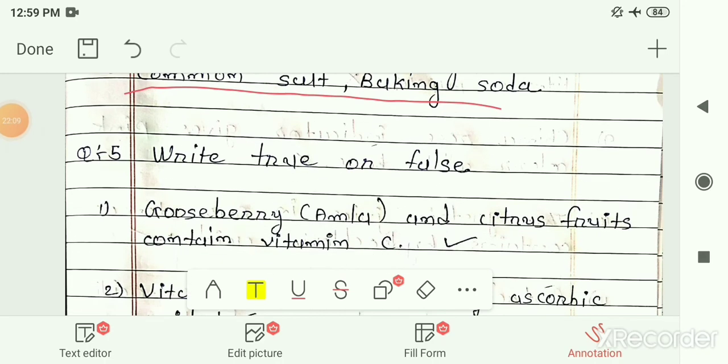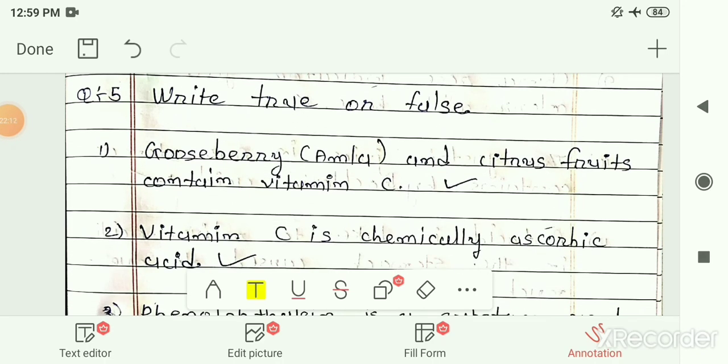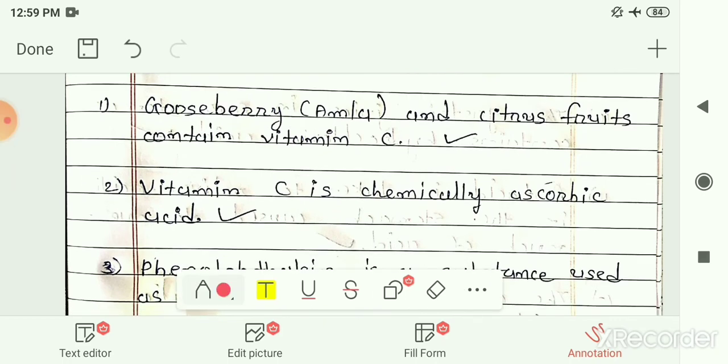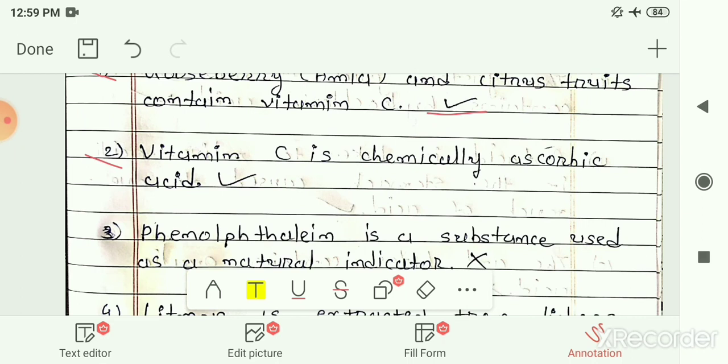Next question is question number 5, write true or false. In that, first one is gooseberry or amla and citrus fruits contain vitamin C. So your answer is true. Amla and citrus fruits contain vitamin C. Next is vitamin C is chemically ascorbic acid. So again your answer is true. The chemical name for vitamin C is ascorbic acid, and the ascorbic acid is present in the fruits which contain vitamin C.